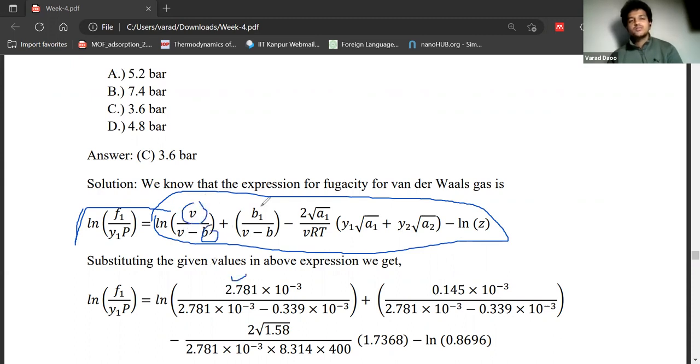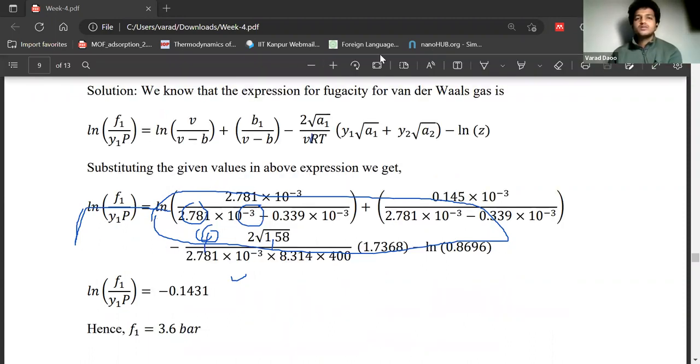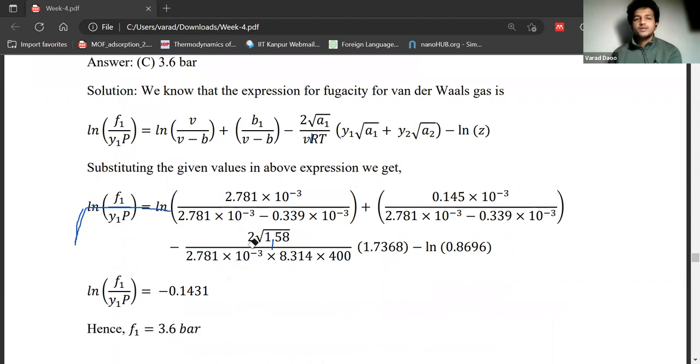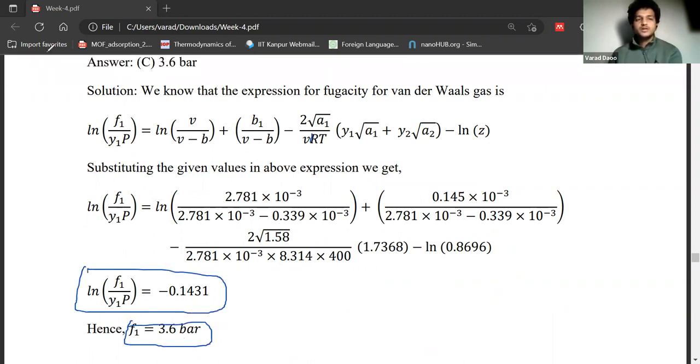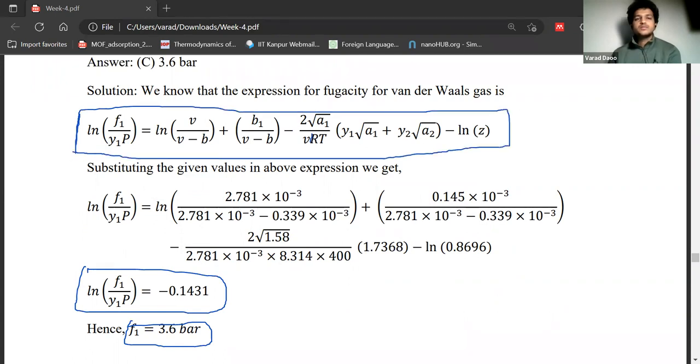B is given, B1 is given. So B will be B1 mix. So it will be b minus b, b minus b, right? You just put in. Here we are calculating component one, so this will be b1. You just put in the known values, and then you'll be able to get the fugacity. The expression is this, and fugacity is this. What is important for you is to get this expression, right?